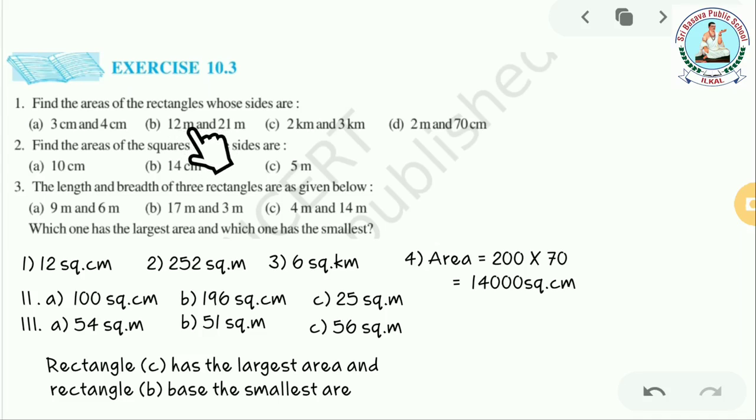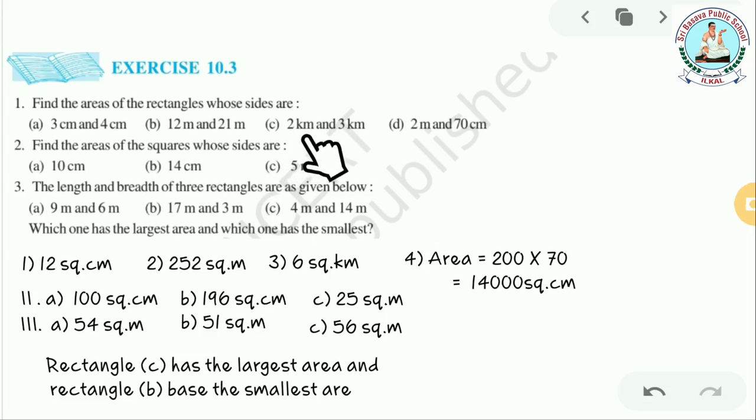So here the measurements of the second rectangle are 12 meter and 21 meter, and again just use the same formula, that is area equals length into breadth. So just multiply these two. 12 times 21 is 252, and meter is multiplied twice here, so that is why it is 252 square meter. And it is the C question of the first main, and it is 2 kilometer.